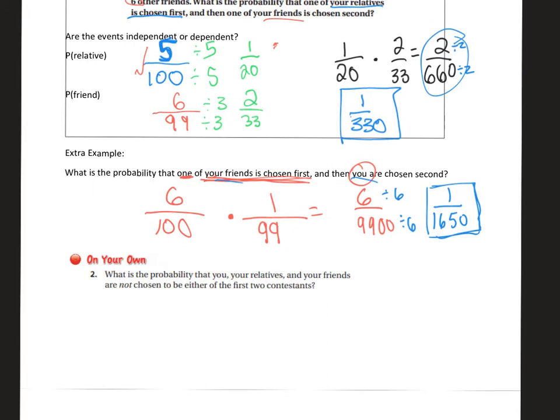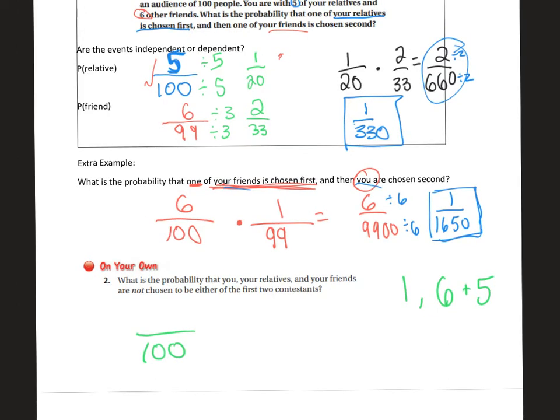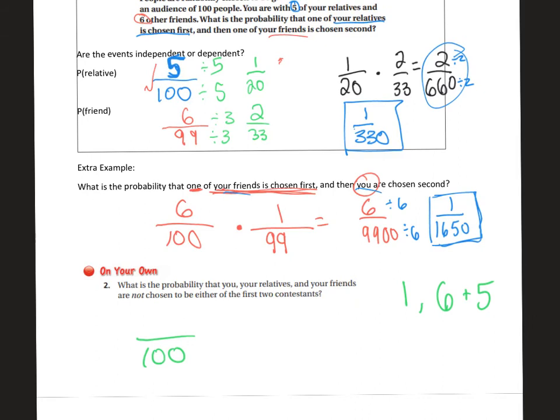So let's start by thinking about there's 100 people in the audience to start, and you is one person, your friends were 6 people, and your relatives were 5 people. So I'm going to go ahead and add those up. 1 plus 6 plus 5 is 12. Okay. So that is how many people that you are associated with, right? So if we said 12 out of 100 people, that would be the probability that you know someone or yourself that gets chosen. But it is asking that are not chosen.